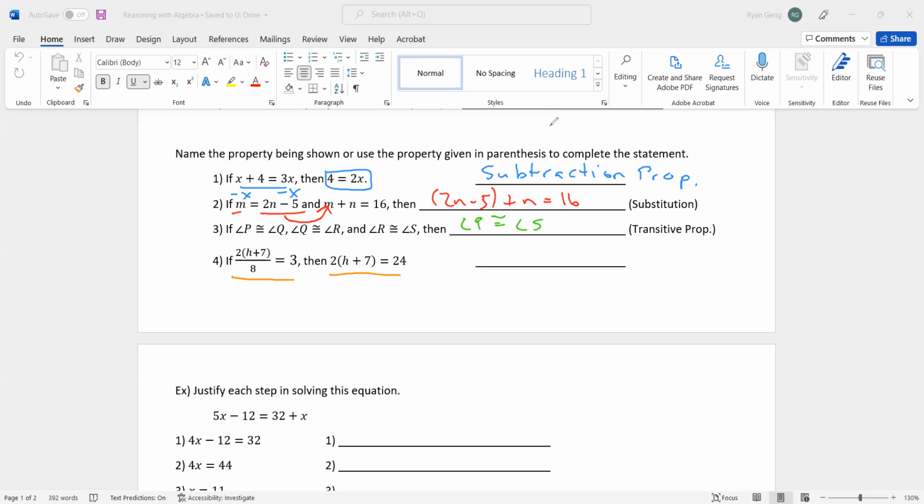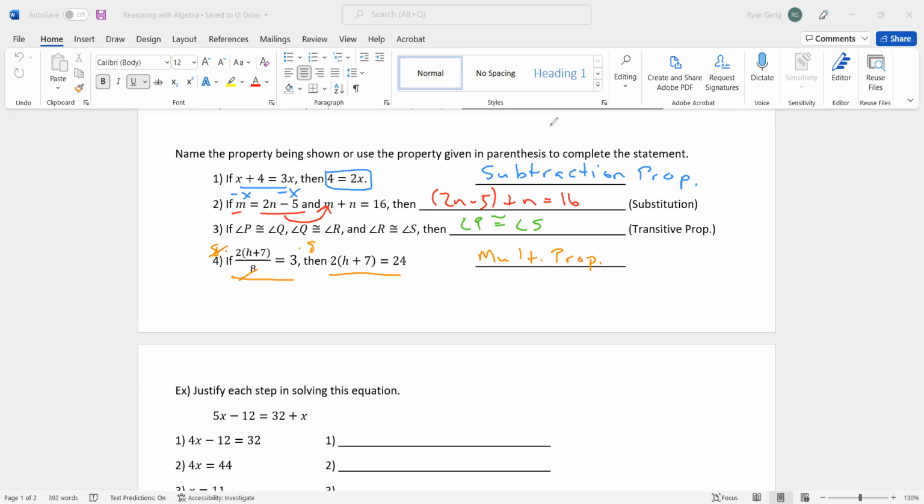Where did it go? Well, look, the 3 became a 24, right? How did that happen? What I did was I multiplied both sides by 8. What allows me to multiply both sides by a number? Well, that's the multiplication property. And that's the hard thing for students to see: it's not what you would do, it's what was done. Identifying what is being done.